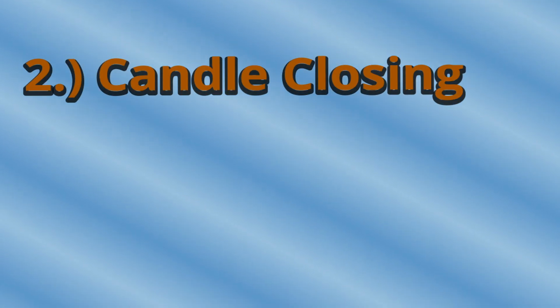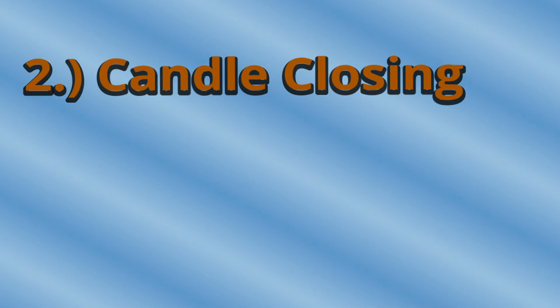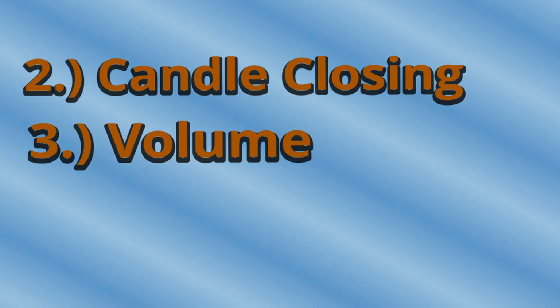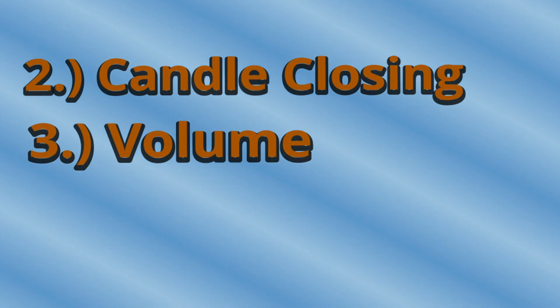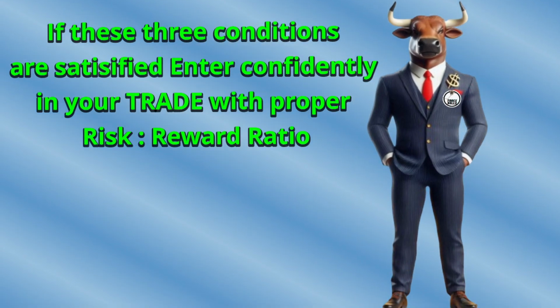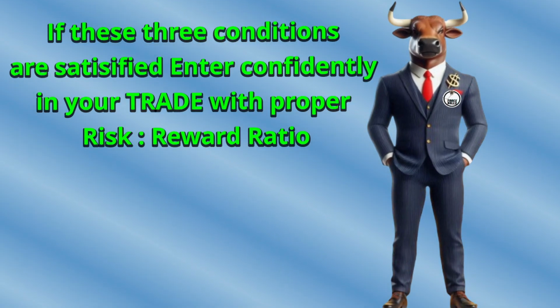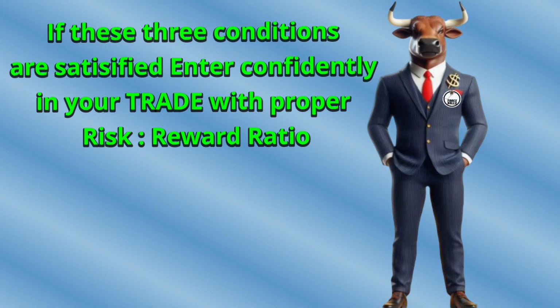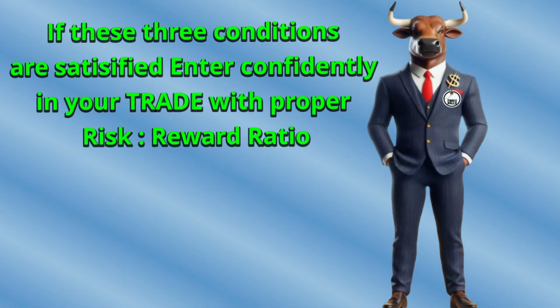And our next step is to check whether the candle is closing below the resistance level or not. And our third step is finally to confirm it with the volume indicator. If all three conditions align, you can confidently enter the trade and place your stop loss just above the resistance level. No stress, no hesitation, just place your trade with proper stop loss and confidence.